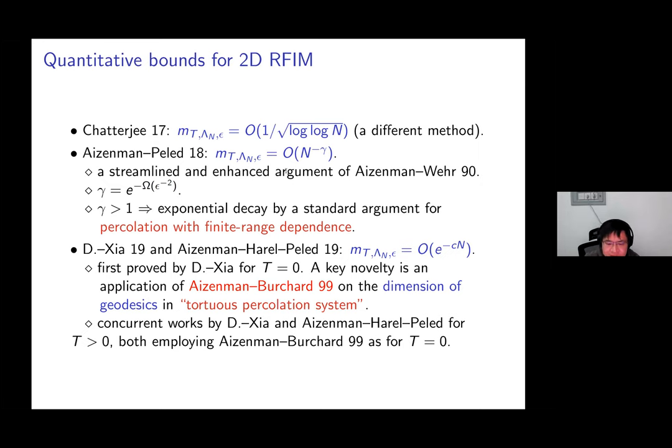in different manners. So I will not, it would take some time to explain what Aizenman-Burchard's result on percolation is and why it is related to the random field Ising model. I chose a different focus for today's talk, which I will jump into in detail, so I will skip this one.